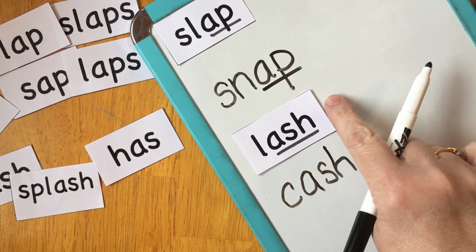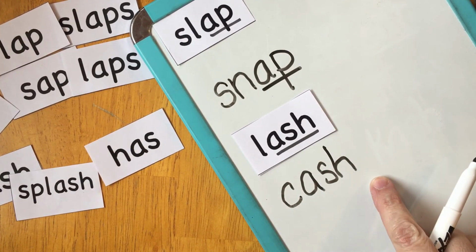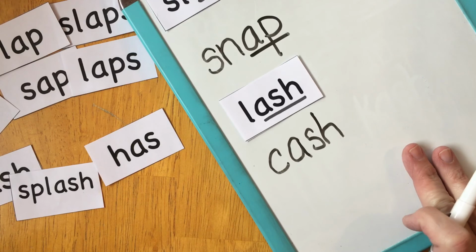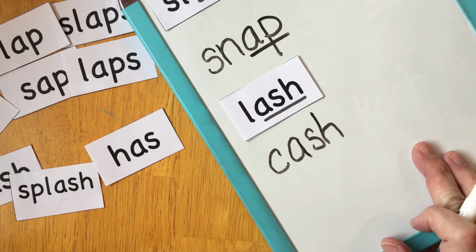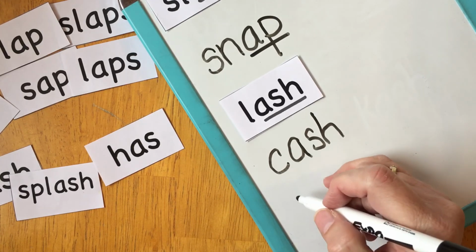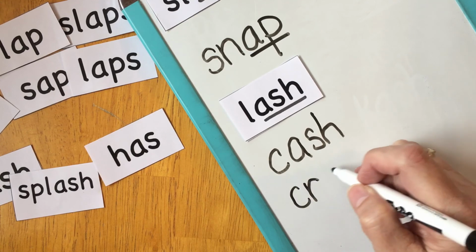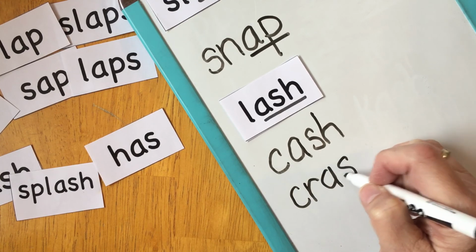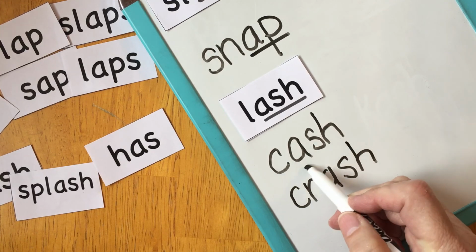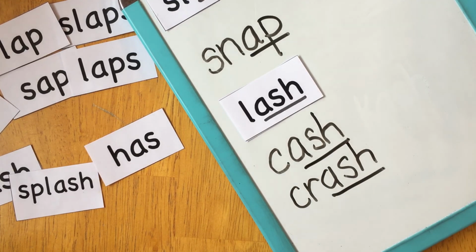Now, if you can write lash and you can write cash, guess what else you can write? Crash. It is not good to crash your bicycle. Crash. Ash. Notice how both of these words have the ash pattern. We just changed the beginning sound somewhat.